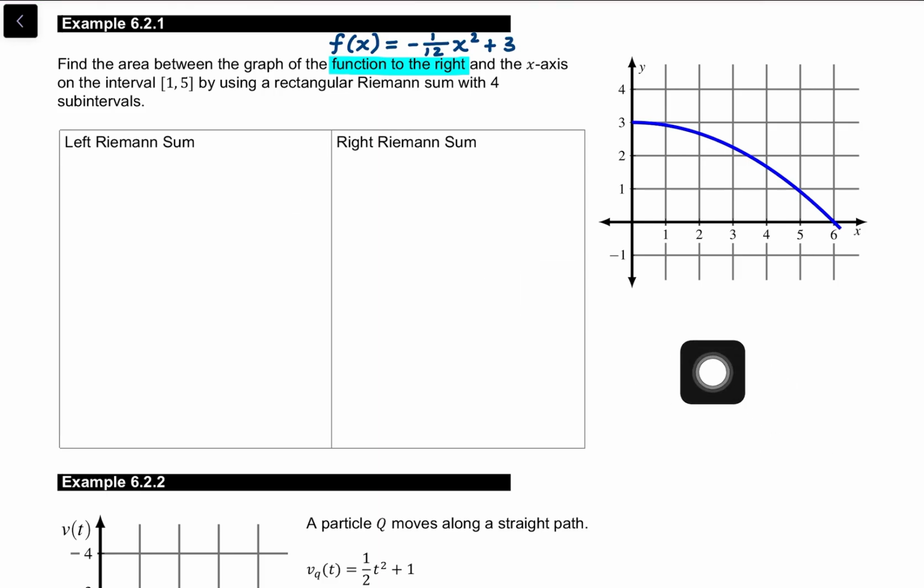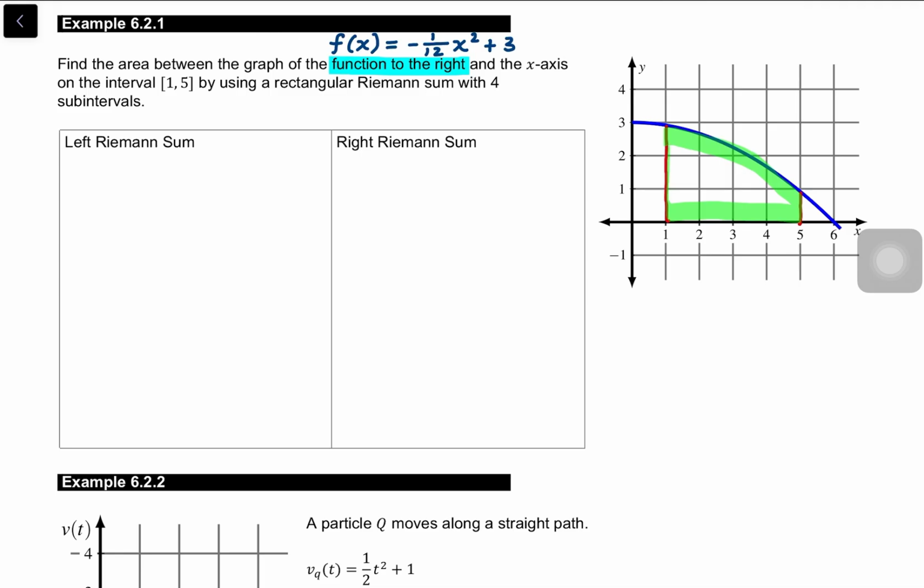Okay, so let's go ahead and break that down a little bit. That's a lot of language. First, we know we're using rectangles between 1 and 5, so I might draw a vertical line from x equals 1 and a vertical line from x equals 5 and stop at the graph of the function, because we're bounding the region with the graph of the function and the x-axis between these two x values. So the region in question, I'll color in green, that is my target.